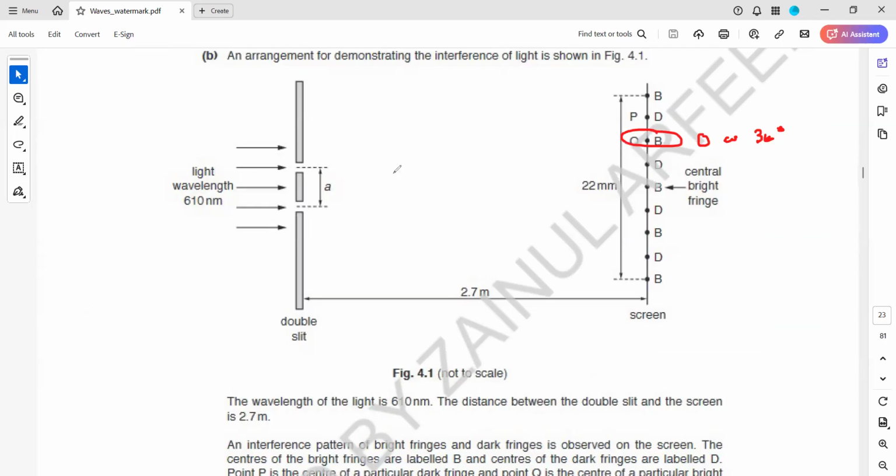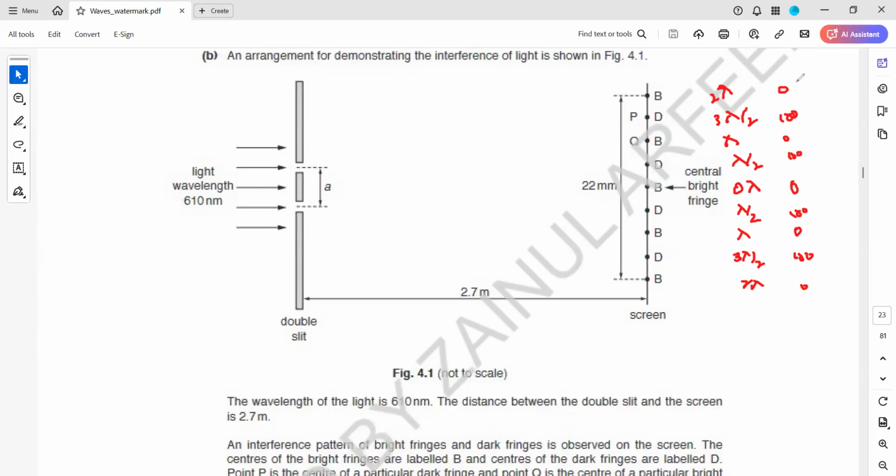Path difference will change, like the central maxima, 0 wavelength, then lambda by 2, then lambda, then 3 by 2 lambda, then 2 lambda. And as we go down, again lambda by 2, lambda, 3 by 2 lambda, and 2 lambda. These are the path differences. So the phase difference: 0 or 360, 180, 0, 180, 0. When they're in phase, you say 0 or 360, which is the same thing. When they're in anti-phase, you say 180.